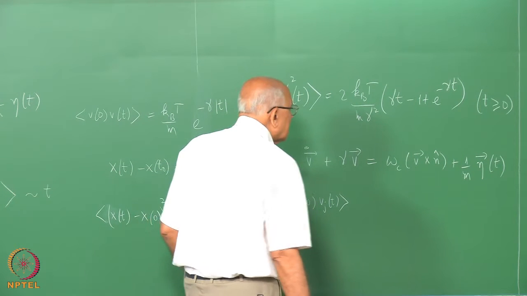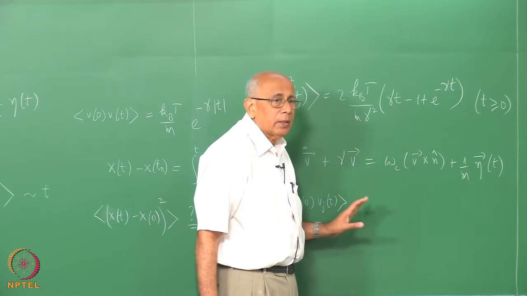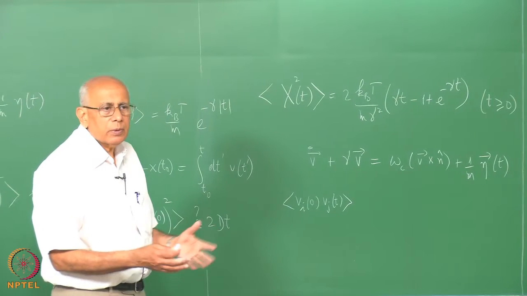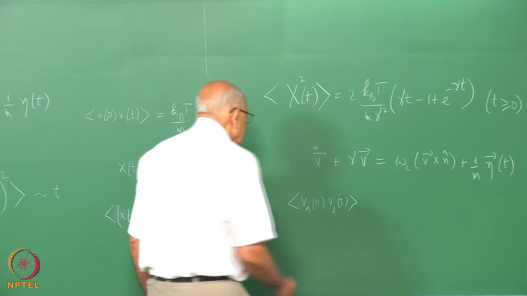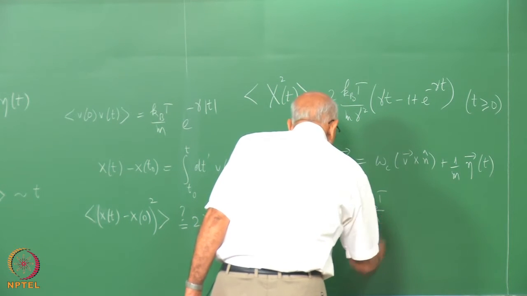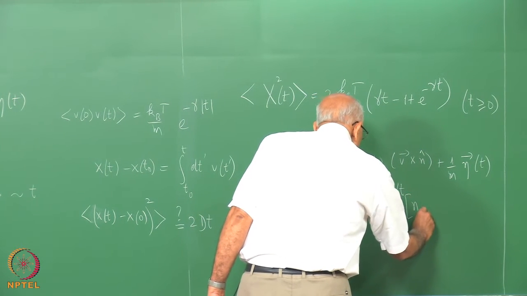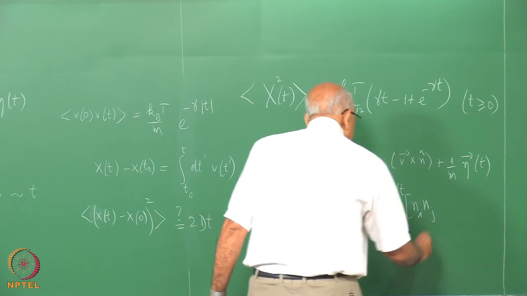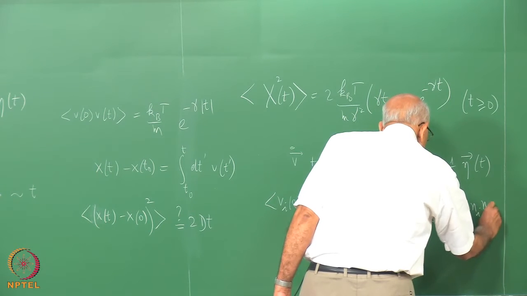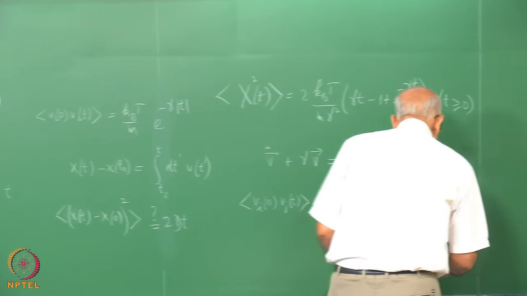By the way, the fact that it is in the magnetic field does not change the stationarity property. The velocity is still a stationary random process. In fact, it is still diffusive, just with a modified diffusion constant. So this quantity is kBT over m, that will appear, and then e to the minus gamma t for t greater than 0. And then if you recall, there is this portion which comes from solving the problem in the magnetic field.